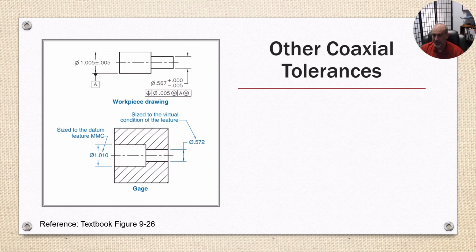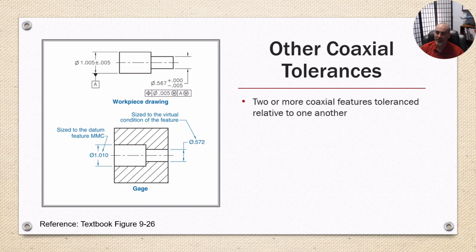Okay, other coaxial tolerances. Two or more coaxial features toleranced relative to one another. So here we have a workpiece and a gauge that's set up to check the position tolerance of this, I think, round part in a gauge. And again, the gauge is going to be sized at maximum material condition if it has the modifier there.